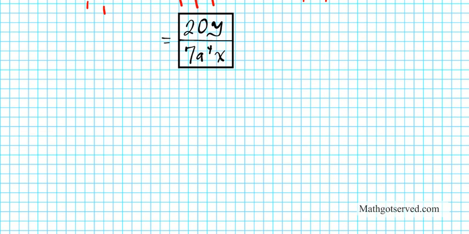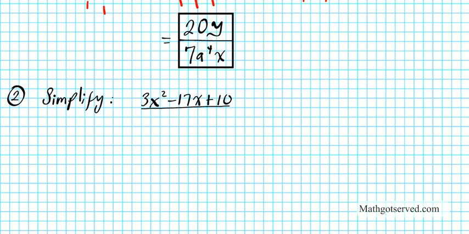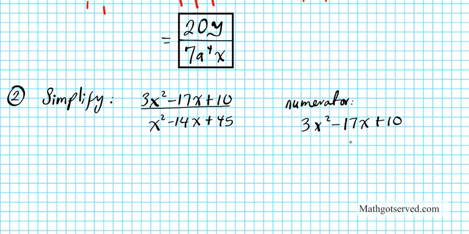So for question 2, we're going to simplify the expression 3x squared minus 17x plus 10 over x squared minus 14x plus 45. Now we're going to extract the numerator first, and then we'll break it down. The numerator is 3x squared minus 17x plus 10. So let's see if there's any common factor we can extract from this first.